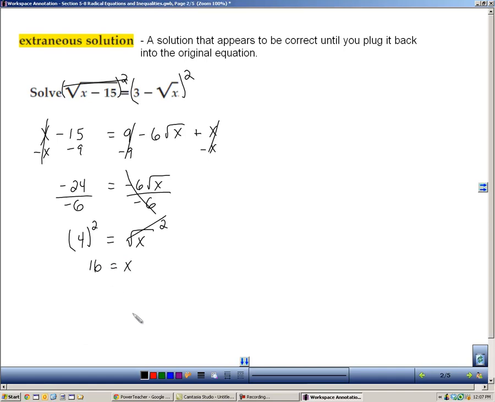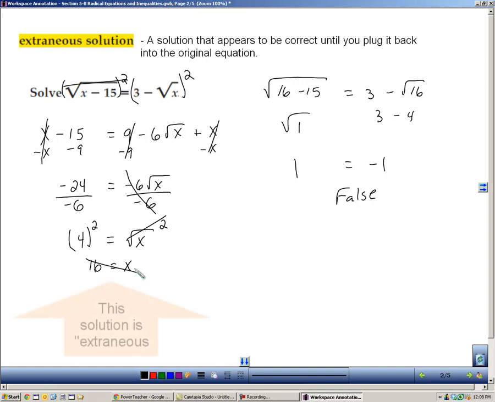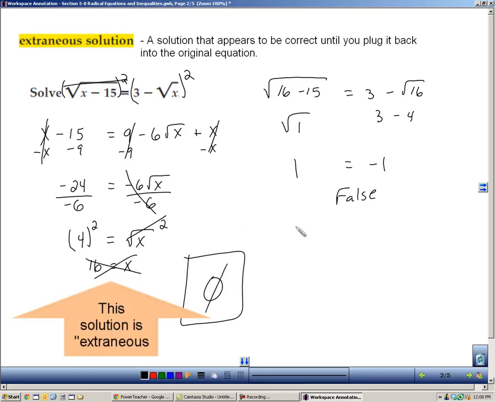Now that looks like it should be my answer, but remember when you have radical equations, you have to plug it back in to see if it really works. So this is going to be 16 minus 15 equals 3 minus the square root of 16. 16 minus 15 is 1, and the square root of 1 is 1. Square root of 16 is 4. And 3 minus 4 is negative 1. So 1 equals negative 1. That's not true. That's a false statement, which means when I plug 16 in, it doesn't actually work. So therefore, this is not really a solution. So the answer to this radical equation is no solution.